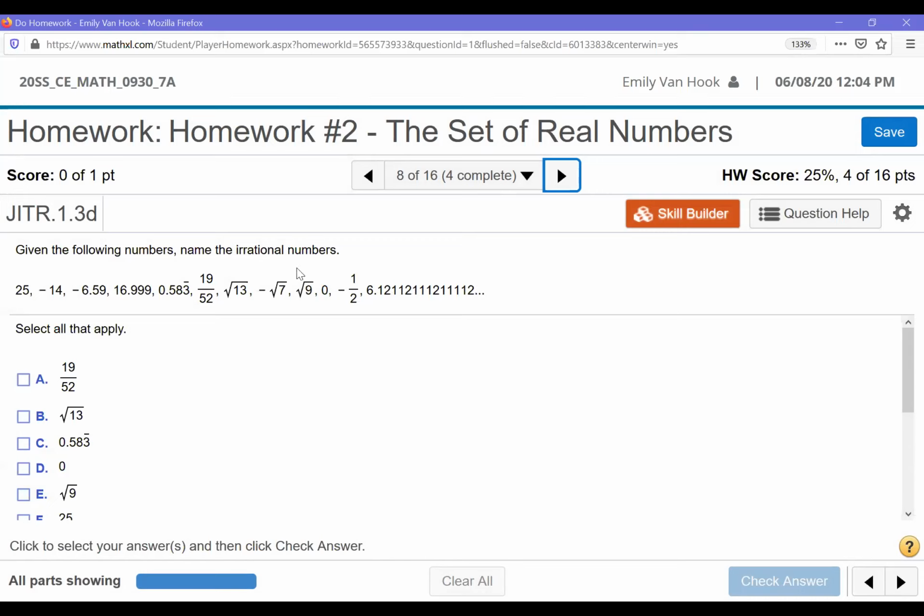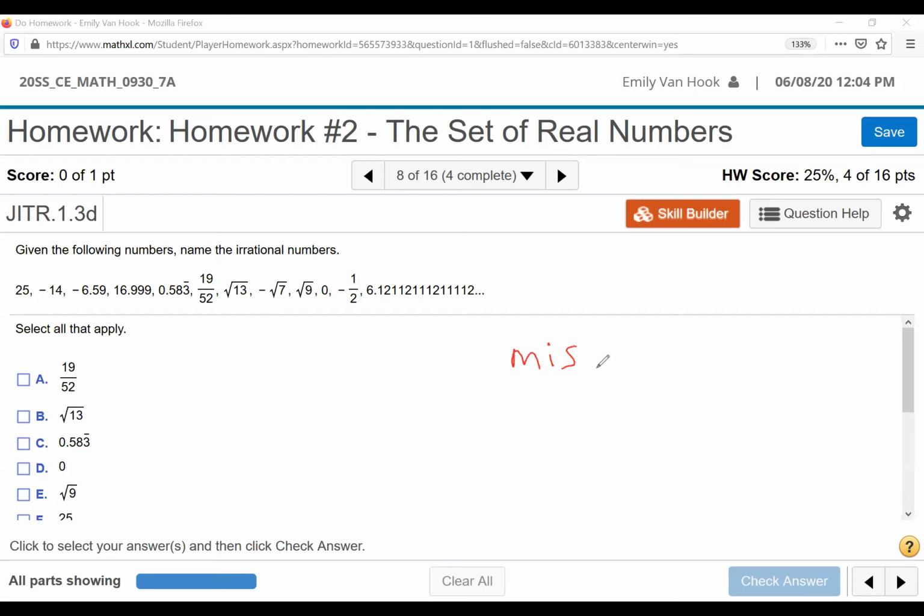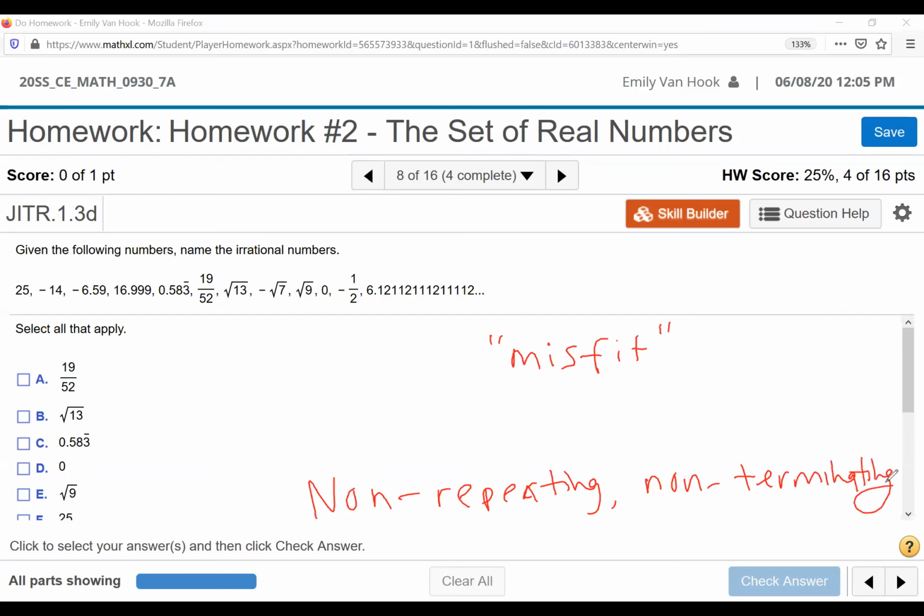Irrational. Okay, this is a good one. Irrational. Those are the ones that are kind of the misfit numbers. Those are in a group to themselves. Misfit. Not a technical term, but that's how I think of them. So they are non-repeating and then non-terminating decimals. They go on forever.